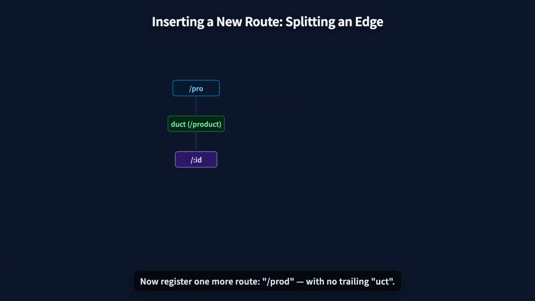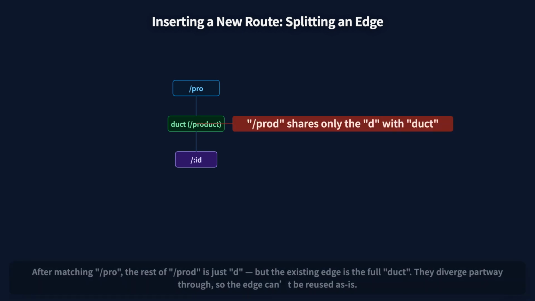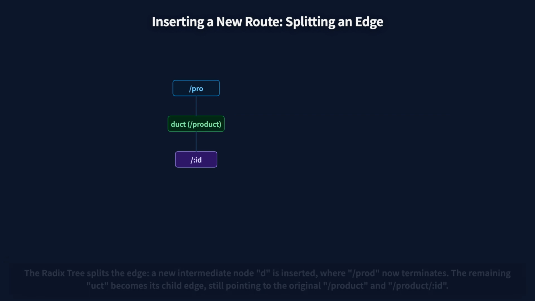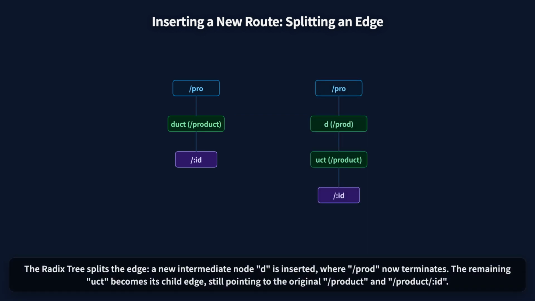Now register 1 more route, prod, with no trailing uct. After matching pro, the rest of prod is just d, but the existing edge is the full duct. They diverge partway through, so the edge can't be reused as is. The Radix tree splits the edge.